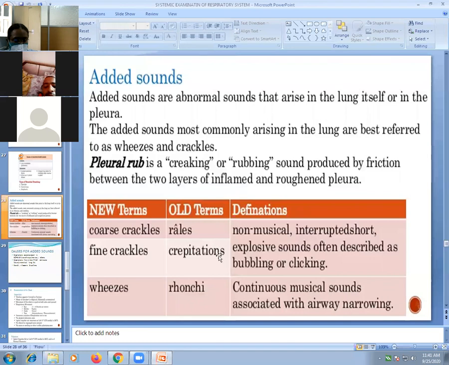And the crepitations are because there is too much airway inflammation in COPD patients or in bronchitis patients. There is airway inflammation, increased mucus secretion, and edema in the airway wall. So when air passes through such secretions or through the narrowed lumen of the airway, it will produce crepitations. There are two types of crepitations, coarse and fine.